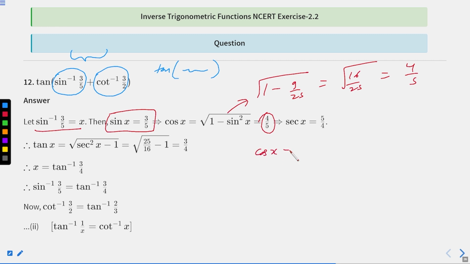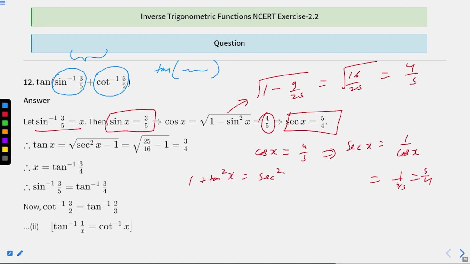This means cos x is equal to 4 by 5, and we know that sec x is 1 upon cos x. Cos x is 4 by 5, so your sec x will be 5 by 4. Now tan x will be what? We know 1 plus tan square x is equal to sec square x. From this, tan x is equal to root of sec square x minus 1. We know sec x is 5 by 4, so sec square x is 25 by 16, and this gives 9 by 16, whose root is 3 by 4.